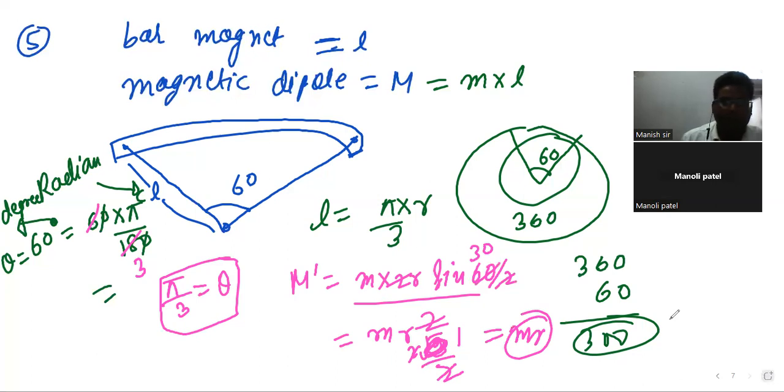So you can find the relation between them. Your M dash has come out to be small m into r. And originally MR we know that is nothing but MR pi upon 3. Right. Now find the relation between these two.